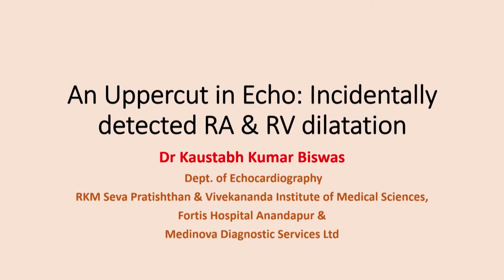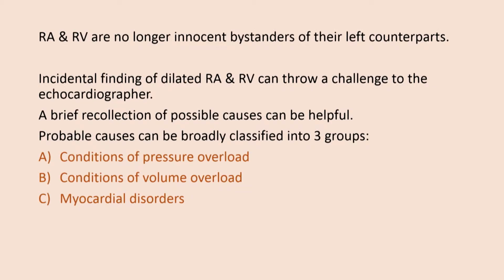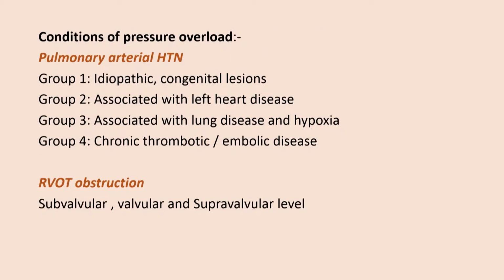The topic is an uppercut in echo, incidentally detected RA and RV dilatation. RA and RV are no longer the innocent bystanders of their left counterparts nowadays. The finding of this dilated RA and RV can be quite challenging to the echocardiographer, and a brief recollection of the probable causes can be helpful, which can be grouped into conditions of pressure overload, volume overload, and myocardial disorders.